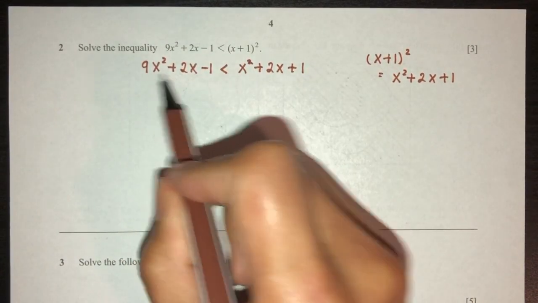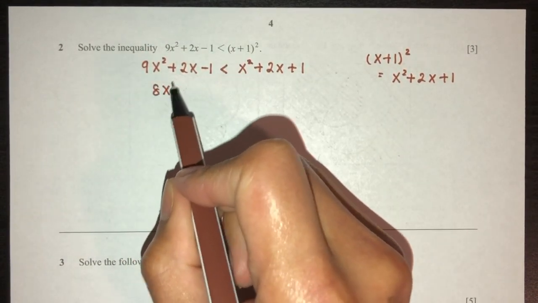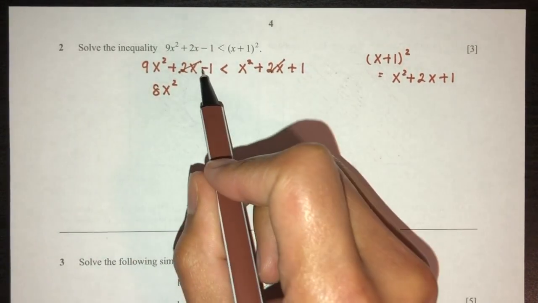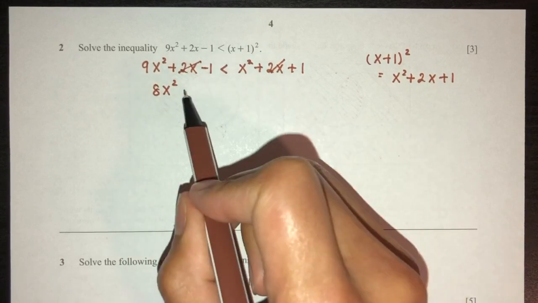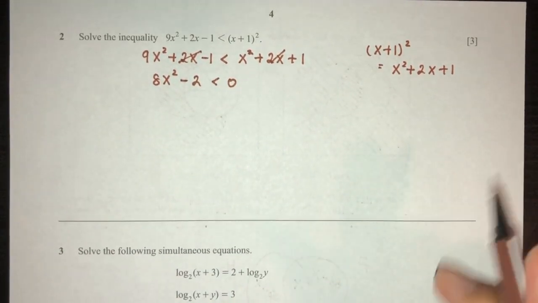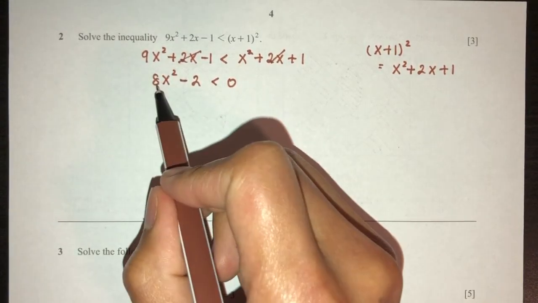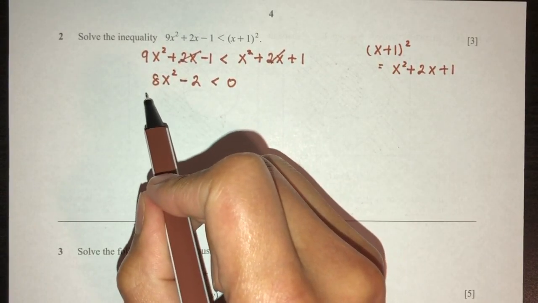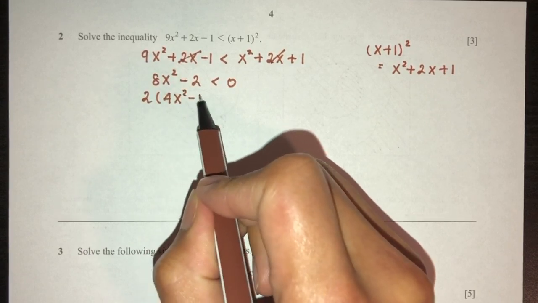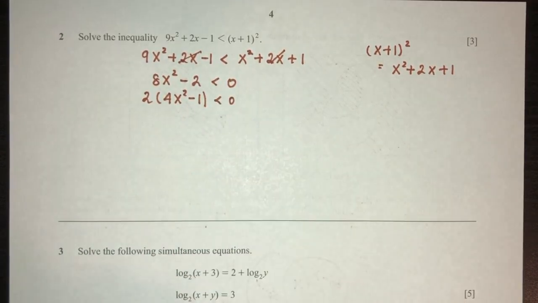You will have 9 minus 1, that will be 8x squared. So these two will be cancelled out. Minus 1 minus 1, that will be minus 2 less than 0. Now the next thing we can do is factorize. Observe here we have 2 outside. You will have 4x squared minus 1 less than 0.